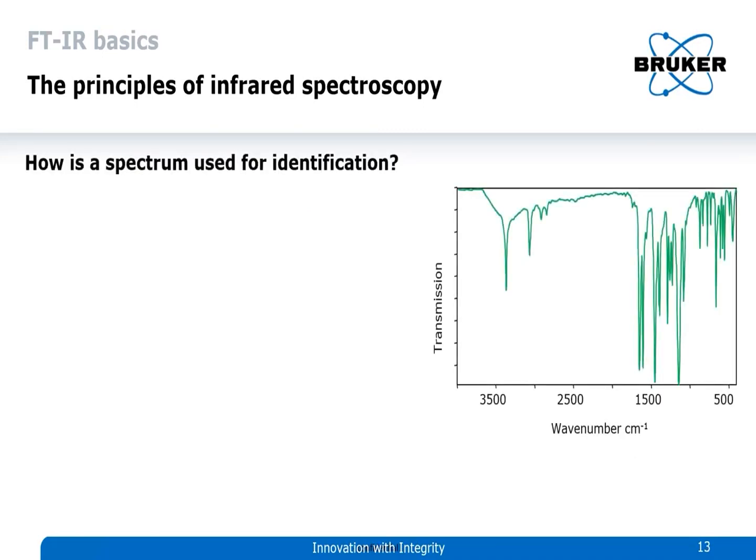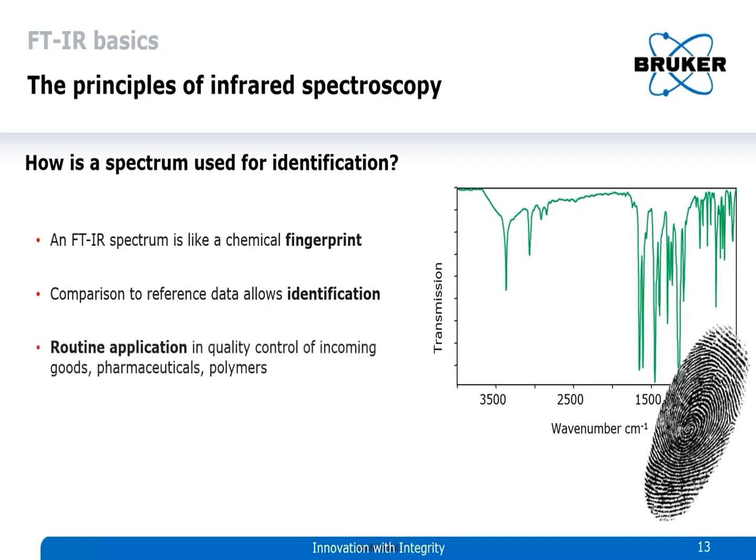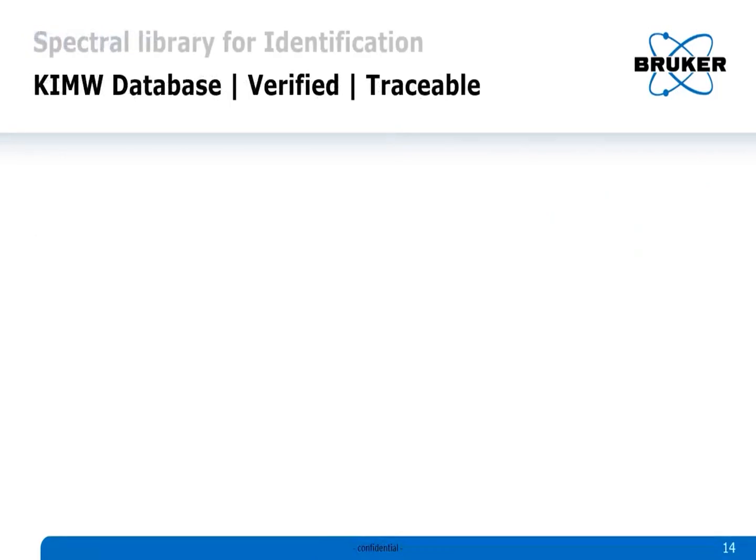Okay, how do we use such a spectrum for identification? An FTIR spectrum is like a chemical fingerprint, so it's unique for every individual compound and for every polymer type. So we can compare it to a reference database, and in this way we can identify them. This is done in routine applications and quality control, for example, of incoming goods, for pharmaceuticals, also for polymers. And when we combine the microscopy with the identification, we can also identify microplastics. And to identify microplastics, we need a good reference database to have all the spectra available in the best quality there is.